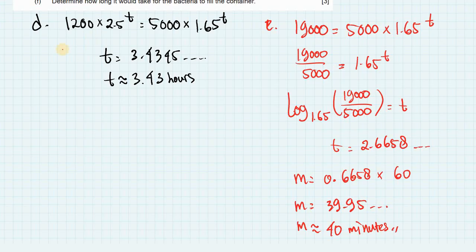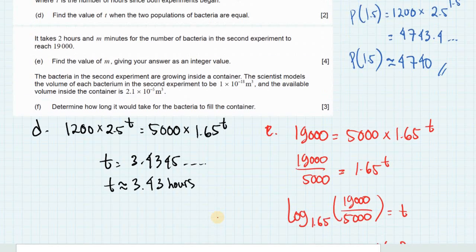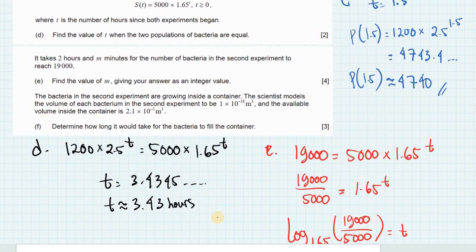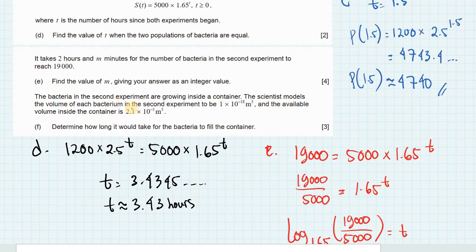Okay, what's question F? Question F. The bacteria in the second experiment are growing inside the container. The volume of each bacteria is this. It's very small. And then the available volume of the container is this. So we have to find how long it will take for the bacteria to fill the container. So basically we have to find the maximum number of bacteria first.